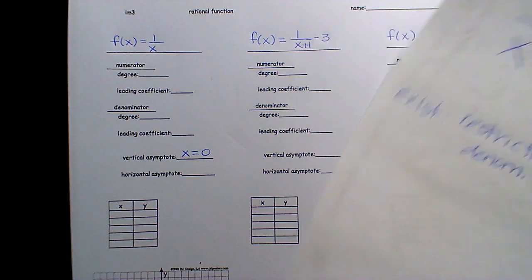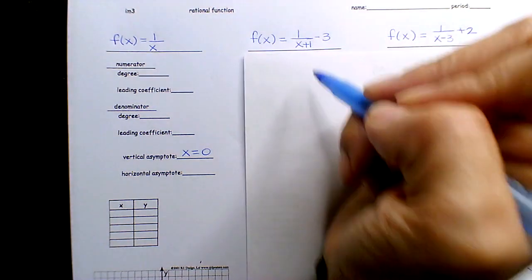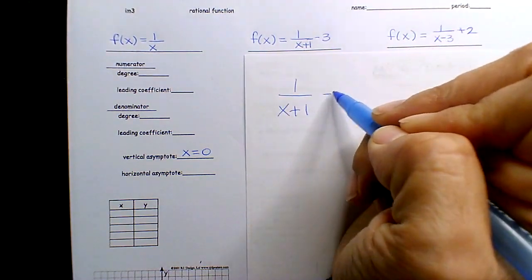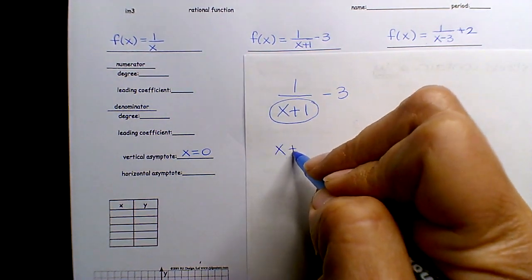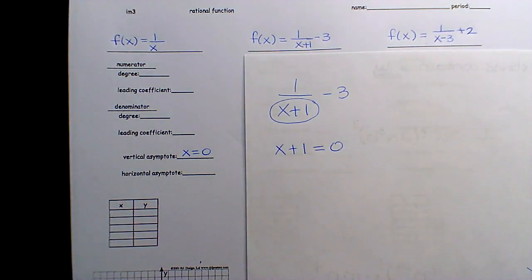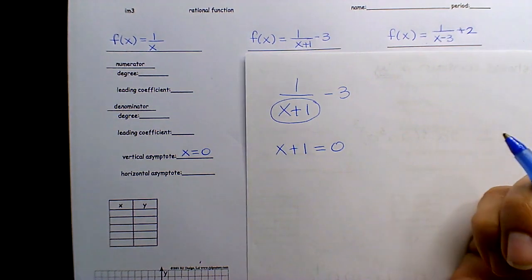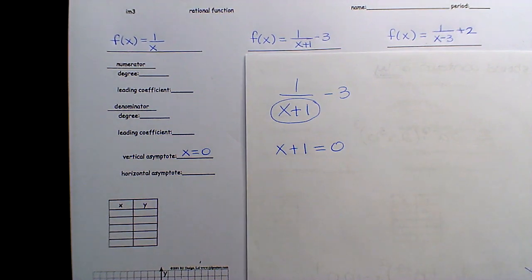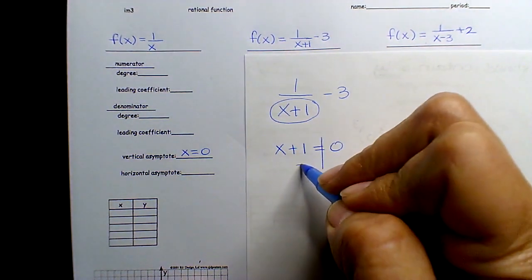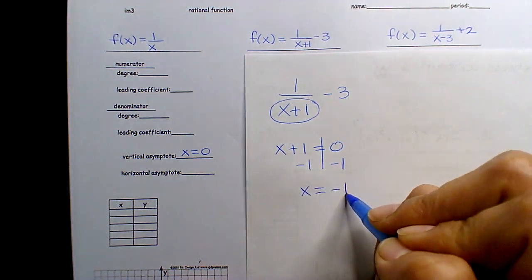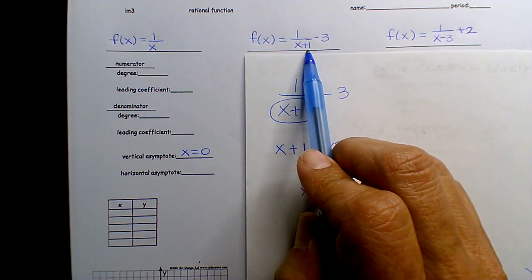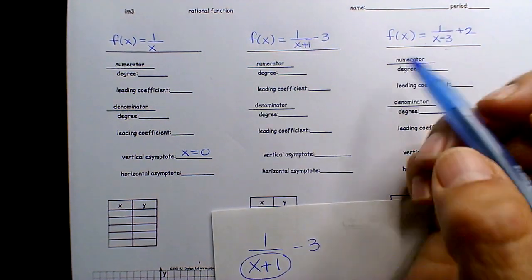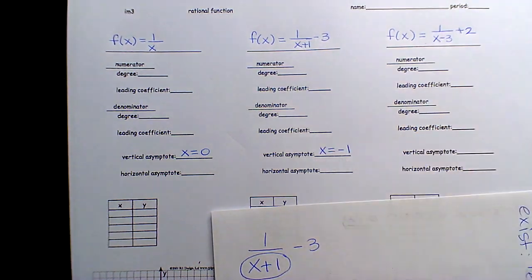Okay, but if I now turn to the second function, that's my denominator, x plus 1, set equal to 0. Solve it: what value makes the denominator 0? Negative 1, right? Because if I subtract 1, I get negative 1. Negative 1 plus 1 gives me 0. And so your vertical asymptote here is negative 1.